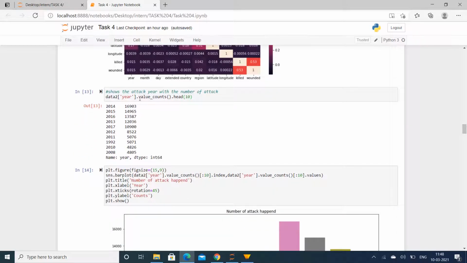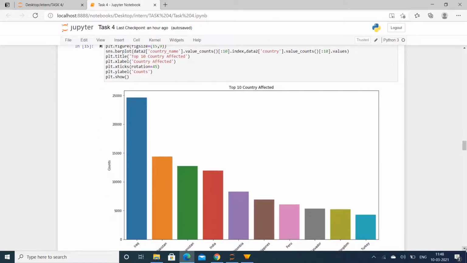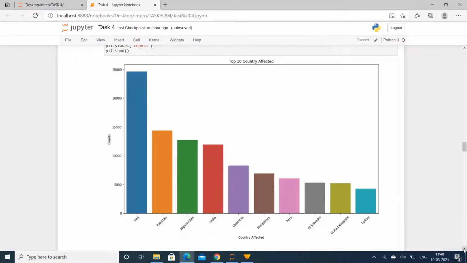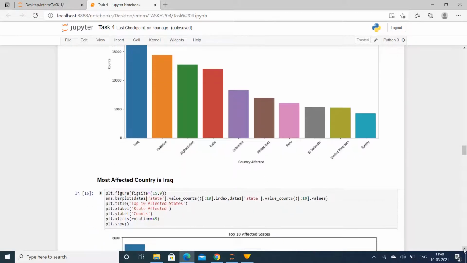Here I count the number of attacks that happened in every year, and I also plot the graph for that. From the graph, the highest number of attacks happened in 2014. Then after that I plot the graph for the top 10 affected countries. From the graph we see that Iraq is the most affected country.